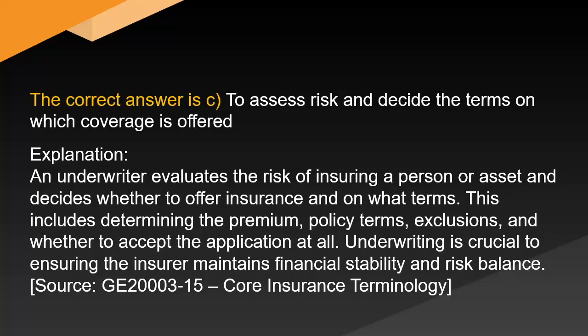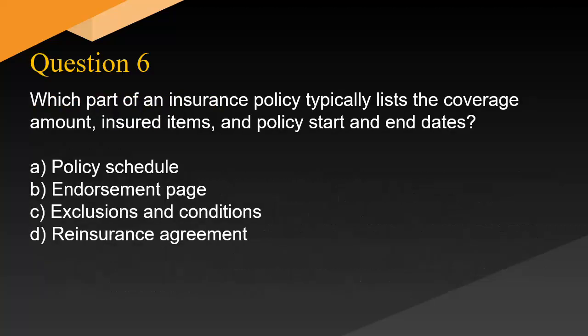G2000315. Core insurance terminology. Which part of an insurance policy typically lists the coverage amount, insured items, and policy start and end dates? A. Policy Schedule. B. Endorsement page. C. Exclusions and conditions. D. Reinsurance agreement.